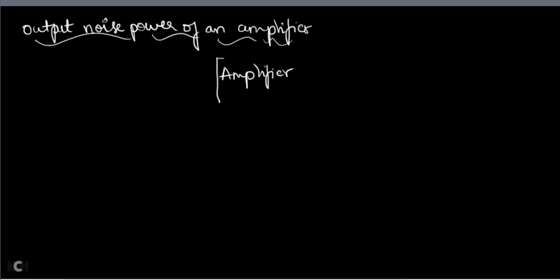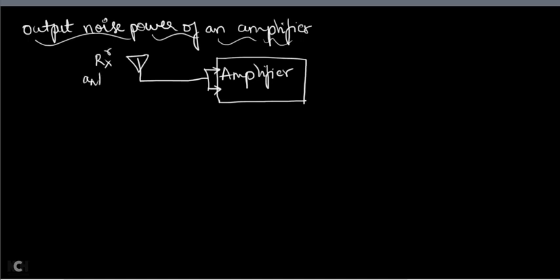You know that there will be an amplifier at the receiver, right? We are talking about noise concepts only at the receiver side. Now consider a receiving antenna, which is connected to the amplifier at the receiver side. Assume this is your receiving antenna, and that is given as input to the amplifier, and your amplifier will produce output.